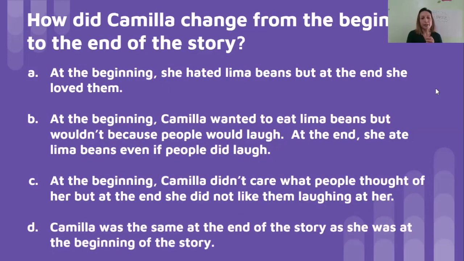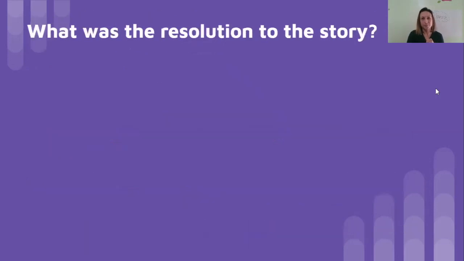What about D? Camilla was the same at the end of the story as she was at the beginning of the story. Is that a good answer? Because she did change, didn't she? She changed by, at the beginning, not eating Lima beans, but wanting to, and eating them at the end and not caring that other people were laughing. So B is our best answer there.